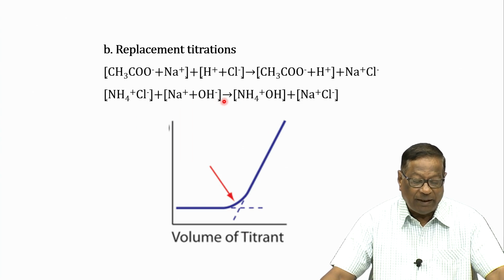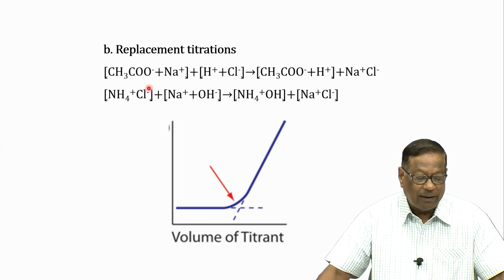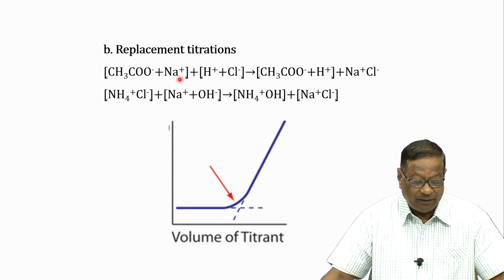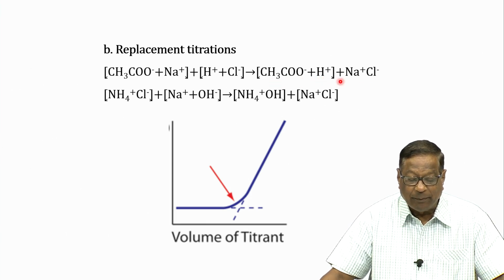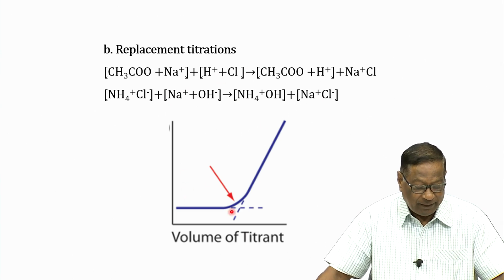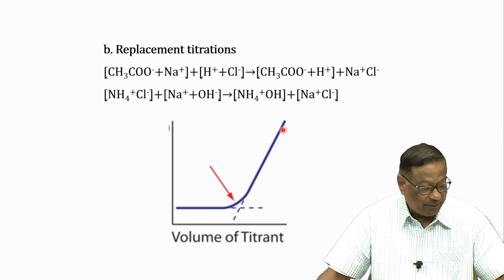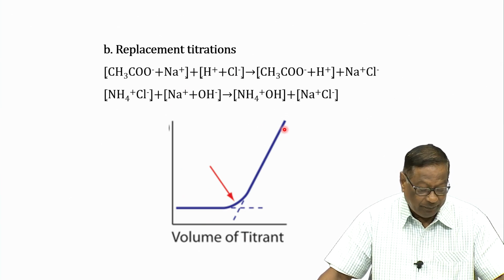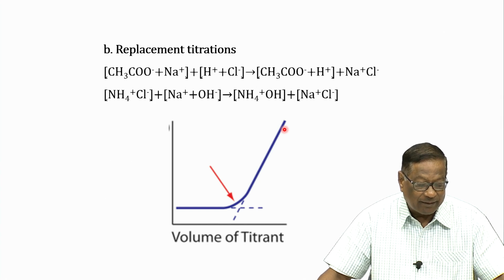In replacement titrations, I can replace CH3COO Na plus with HCl, and CH3COO minus plus H plus, these are the products in the ionized form. We are not going to write water here. If I do it like this, then the conductivity increases later with the volume of the titrant. That is how it will be a volume titration.